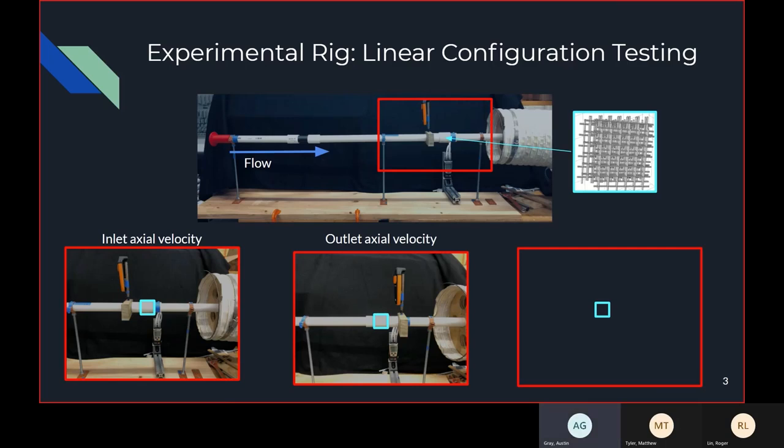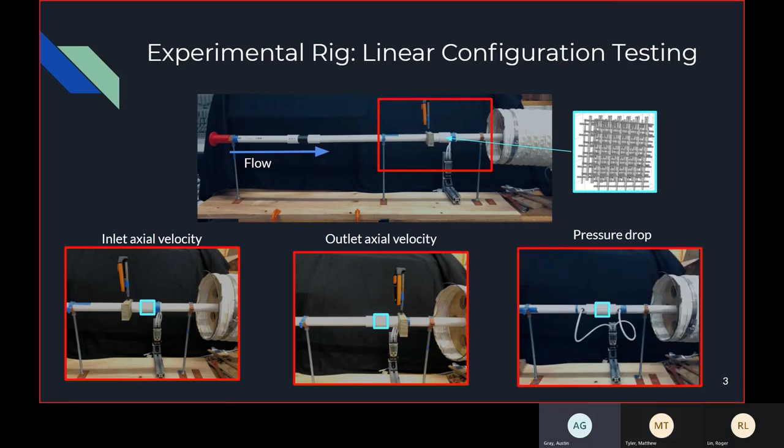And below, on the left, is our first measurement. This is where we measure the inlet axial velocity right before the flow goes into the mesh screens. After the flow leaves the mesh screens, we measure the outlet axial velocity, shown in the bottom middle. And finally, on the bottom right, we measure the pressure drop across the mesh screens with a manometer.